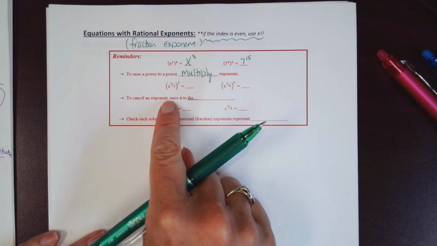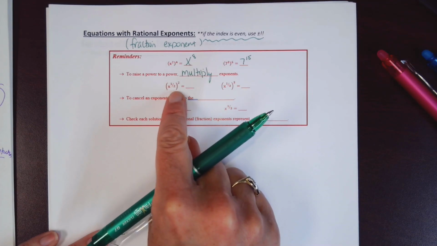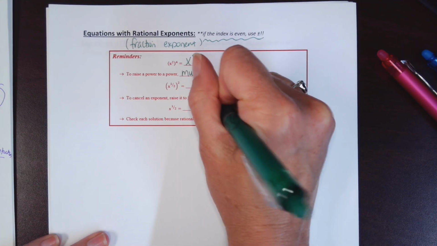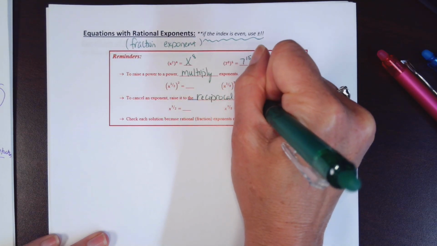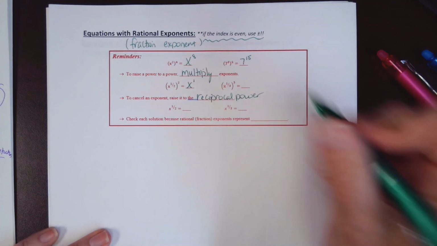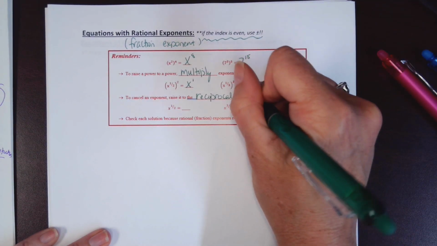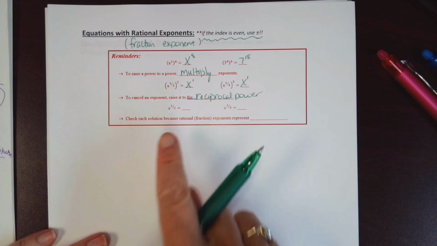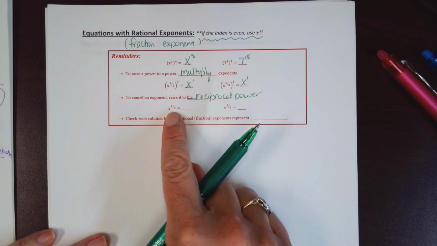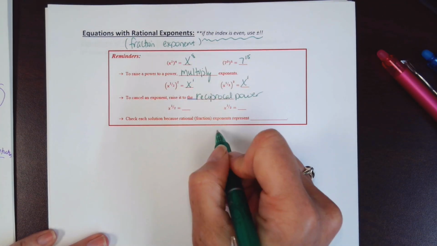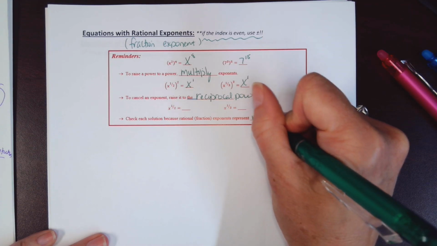If I want to cancel out an exponent, if I want to make this exponent 1, I raise it to the inverse or reciprocal power. So 1/2 times 2 is 1, so that's x to the first, or just x. 1/3 times 3 is x to the first, again, or just x. So that's how we cancel out a fractional exponent. If we have an exponent that is a fraction, and I need to deal with that, that denominator represents the index on a radical.